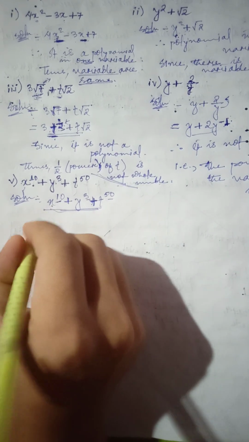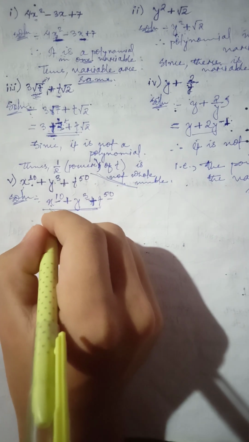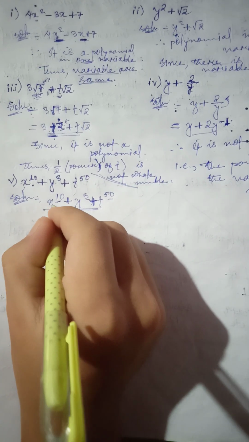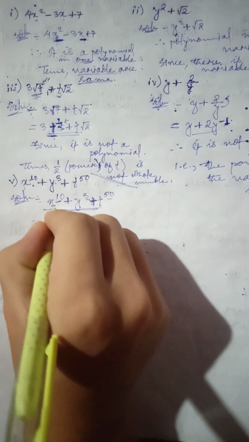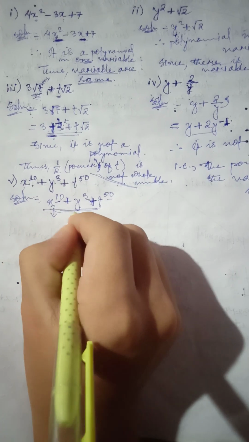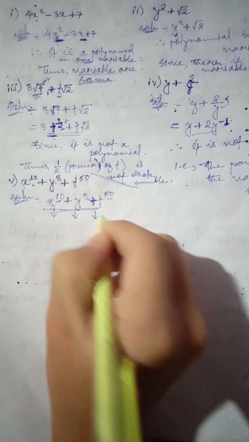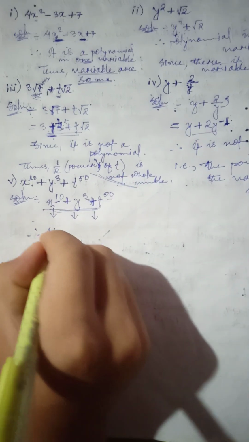If it is a polynomial, then let us check whether it is a polynomial in one variable or not. In order to be a polynomial in one variable, if there is an x here, then here it should be x, and here it should be x. But as we can see, the variables given to us are not the same. Here we have x, here we have y, here we have t. Because of that, it is not a polynomial in one variable.